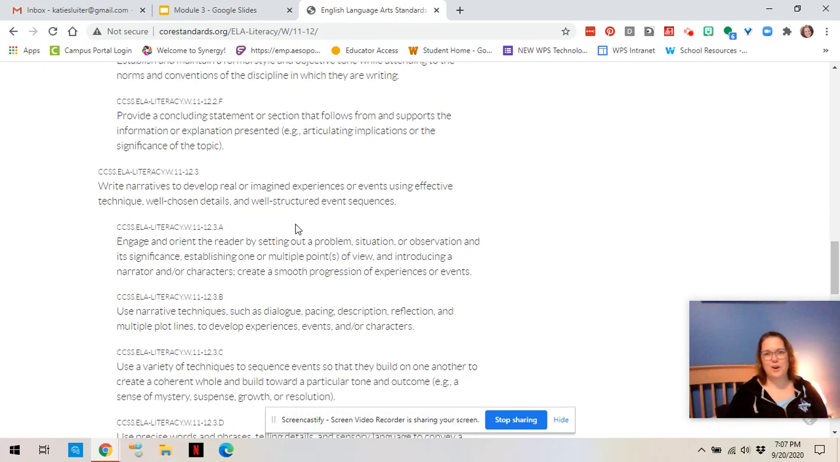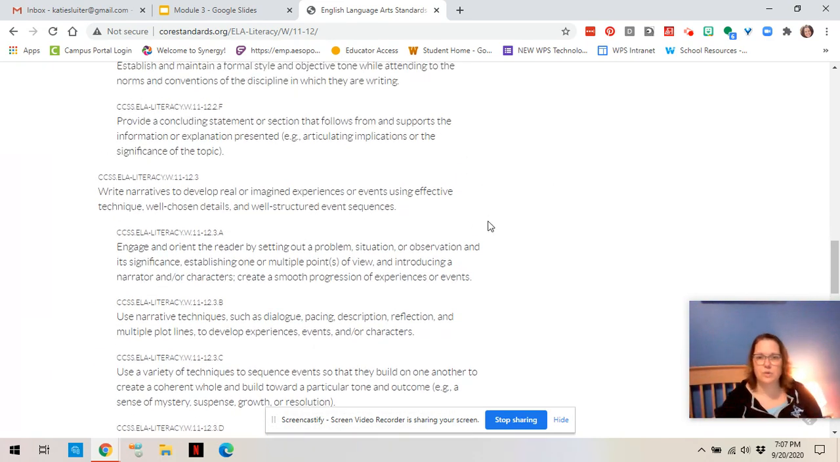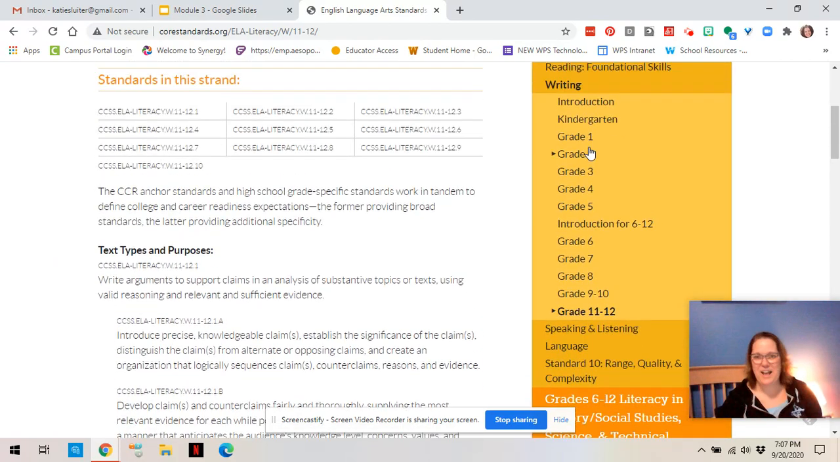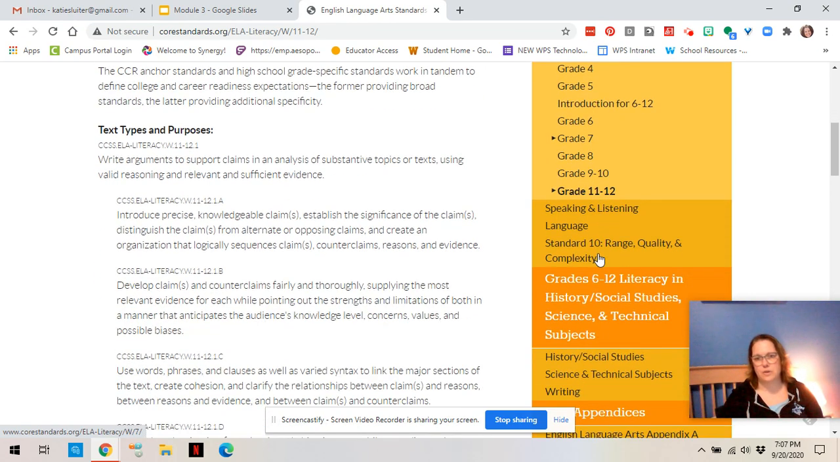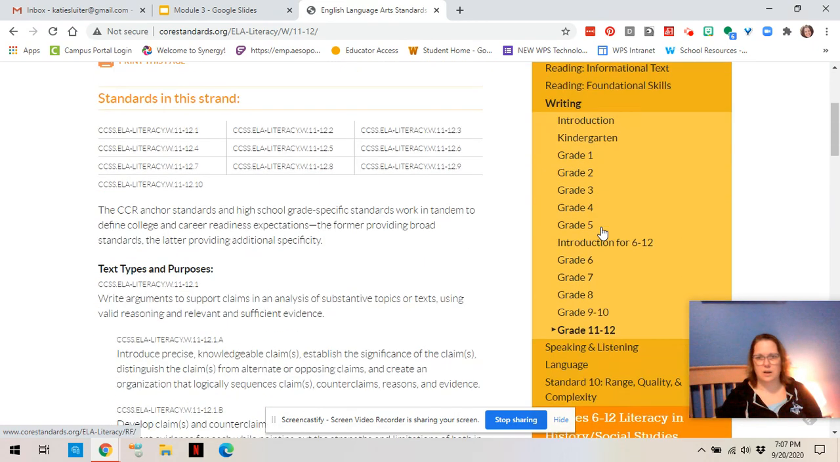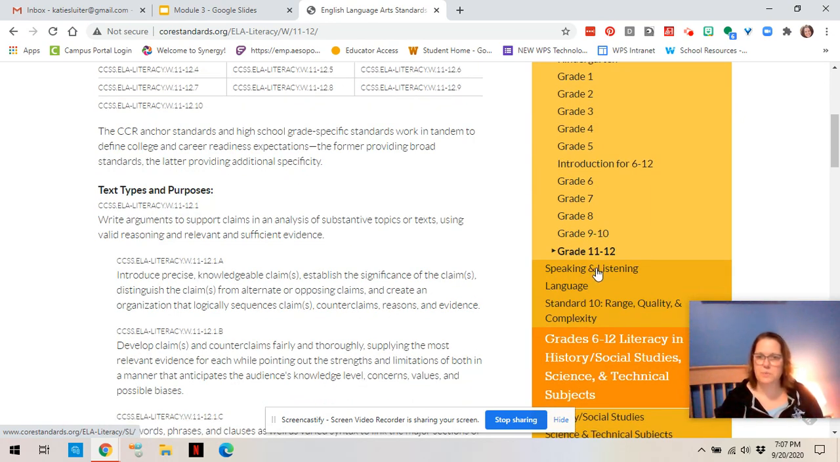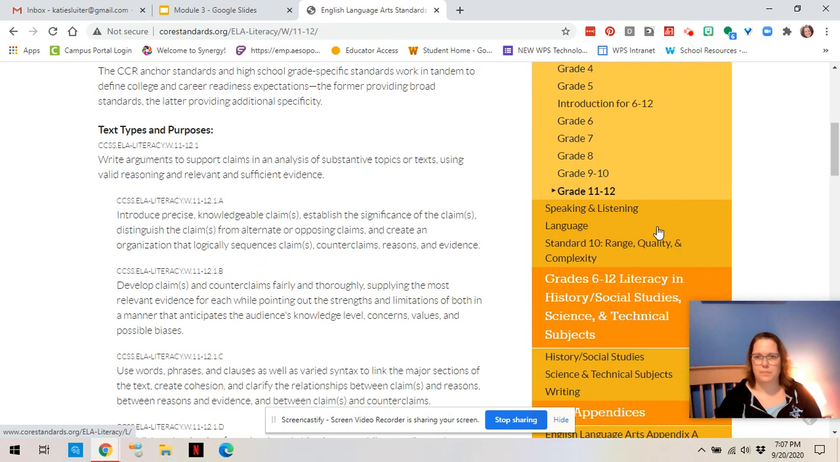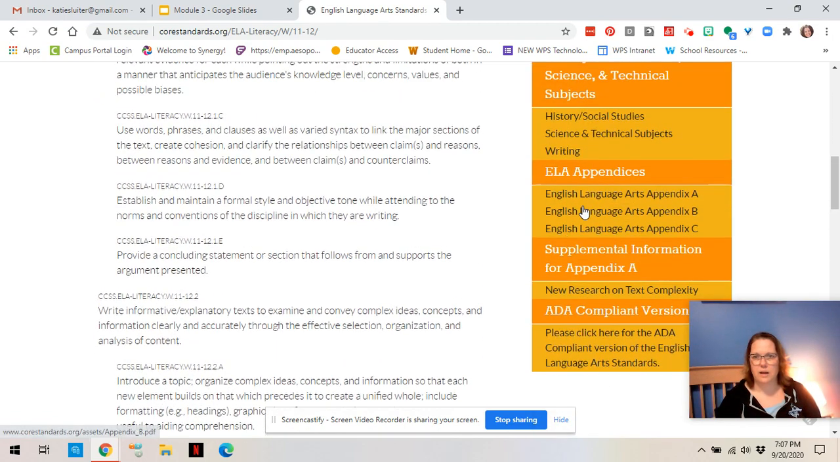So you'll see it started, we build on this, and if you have a lot of time on your hands, you can go and look at what the narrative standard is for each grade, starting with kindergarten, and see how they build on each other. And that's sort of what we're doing here with elementary writing. And if you're super interested, you can always look at the other ones too. We have the reading, the 3 different reading strands of standards, the speaking, listening, and then language. And then the appendices give examples.